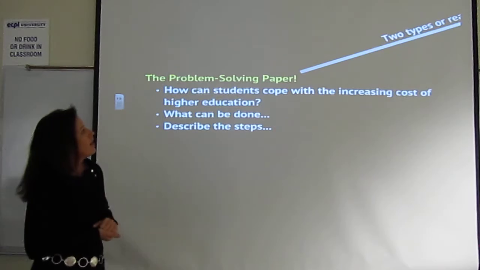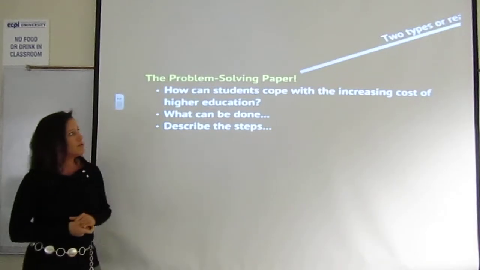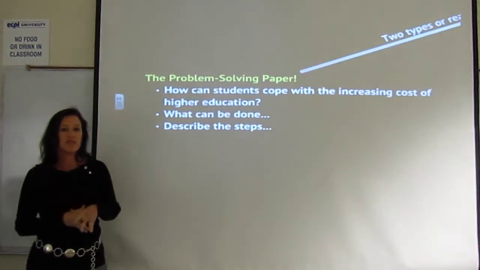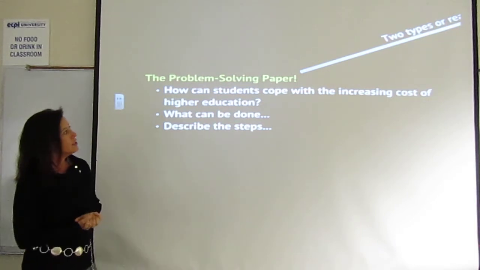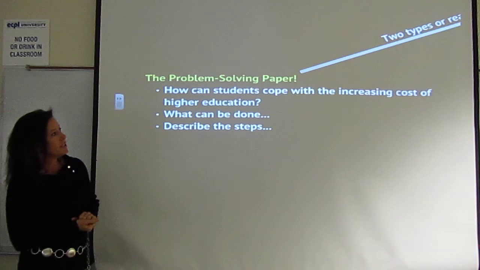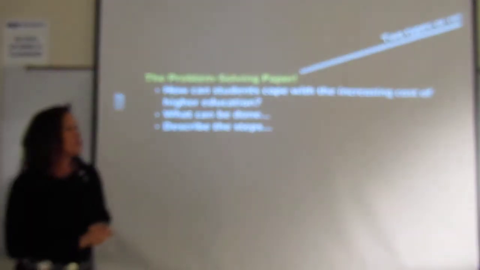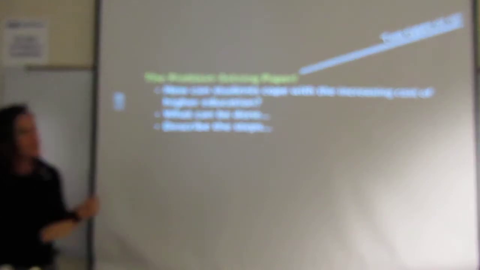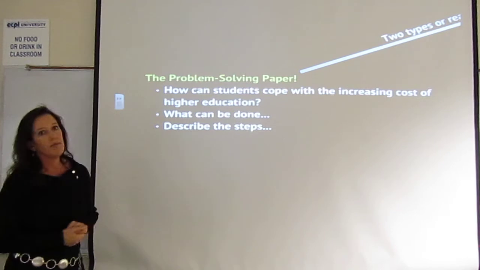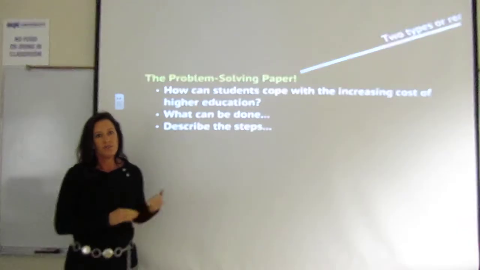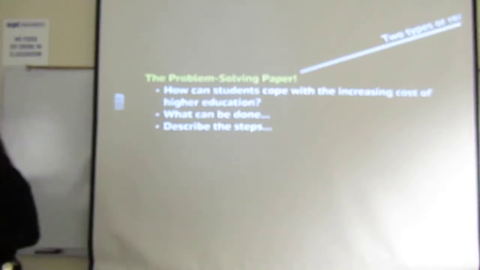It is a problem-solving paper, in that that's what you're showing: how to solve a problem. You're giving either steps or directions for somebody to follow and solve a problem that you are the expert in. So for instance, how can students cope with the increasing cost of higher education might be an example of a process paper that you would read on the internet. What can be done to help our economy? Describe the steps that you need to take in order to find happiness in your world. So countless examples, like I said earlier.